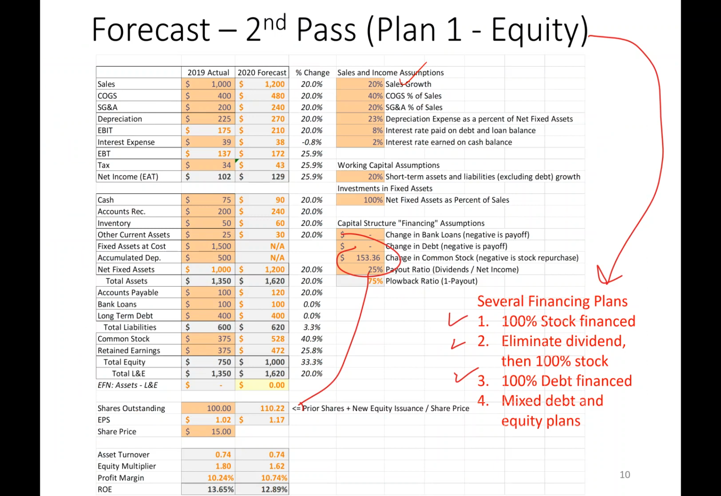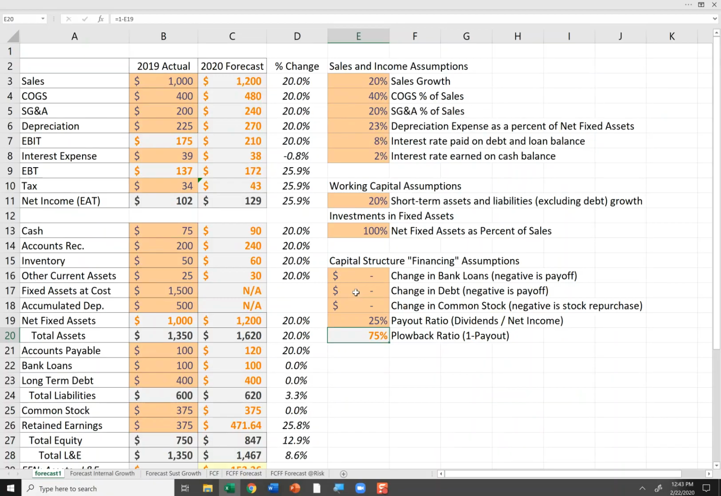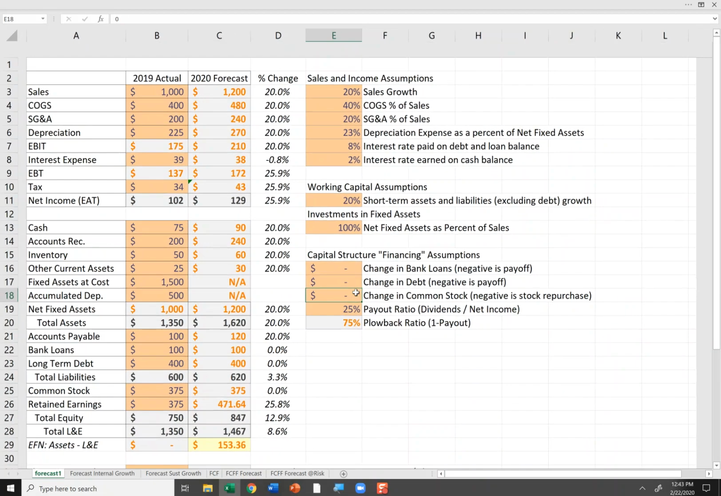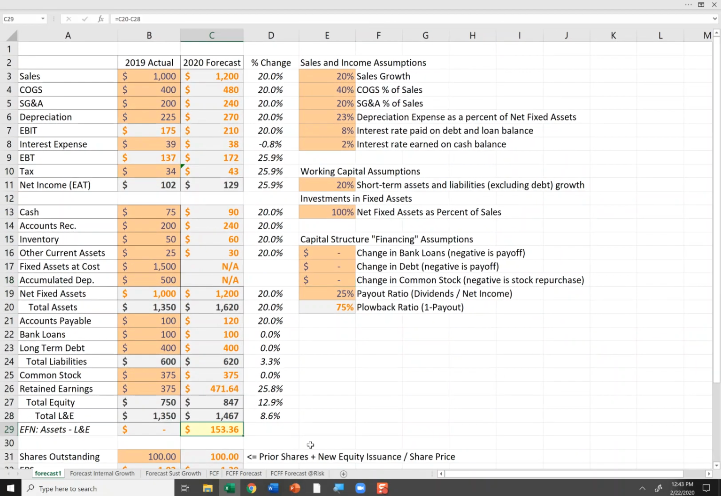A third way we can do it is use debt financing. So let's just not play around with the bank loans. Let's just play around with long-term debt. So let's go back to my spreadsheet. What if I want to balance my balance sheet, take that $153.36 of external funds needed and put it in debt, 153.36. Now watch what happens to EFN right here when I hit enter. It didn't close the gap, and here's why.